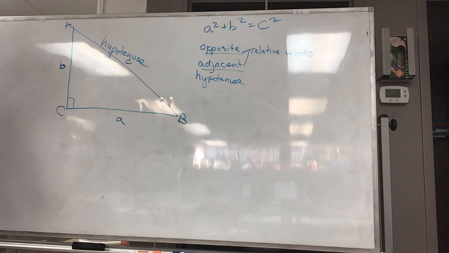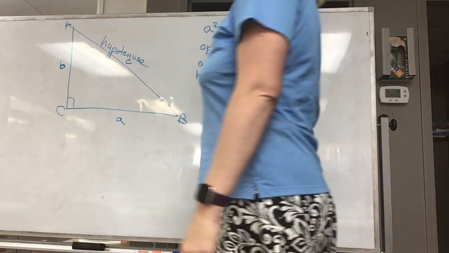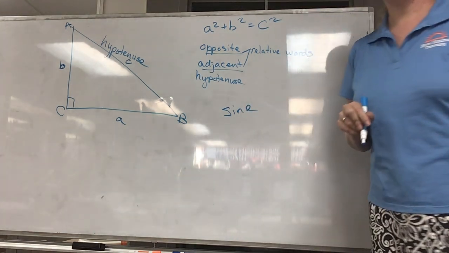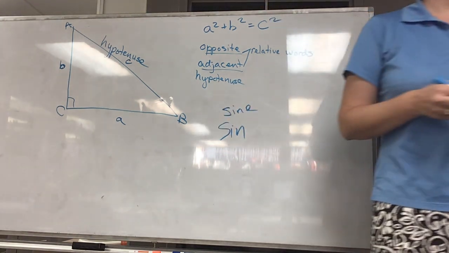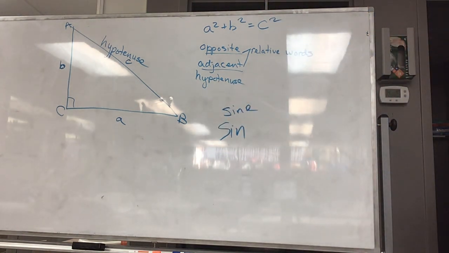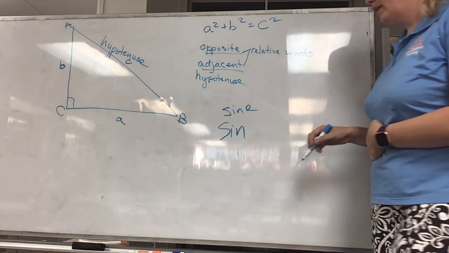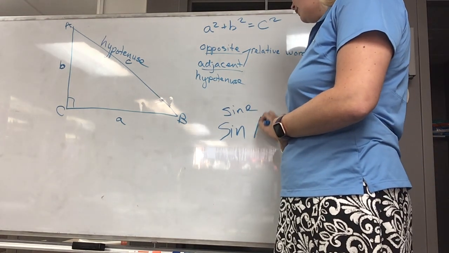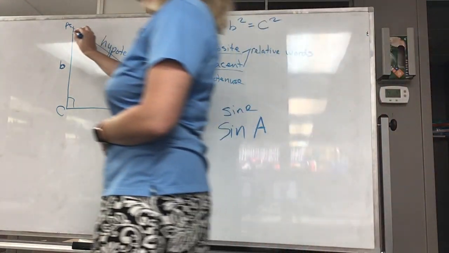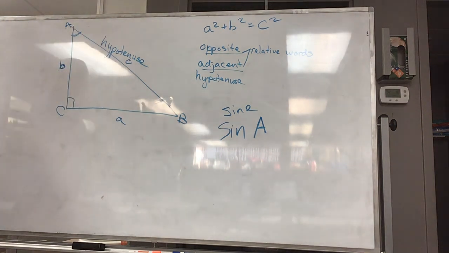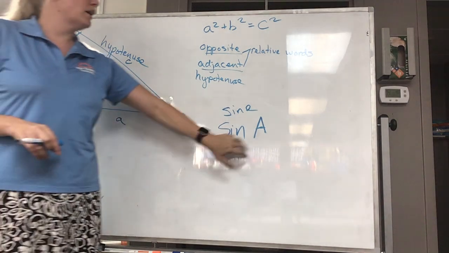So, for the sine, it's spelled S-I-N-E, but it's always abbreviated to S-I-N. We can find the sine of an angle, and I'm going to start with the sine of angle A. That is referring to this angle here. We don't have to write the little angle sign or anything like that. It's just written as sine A.